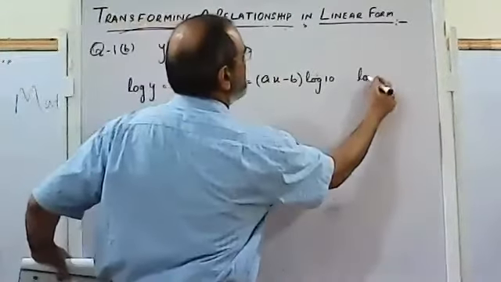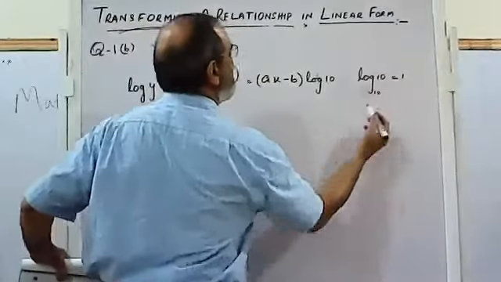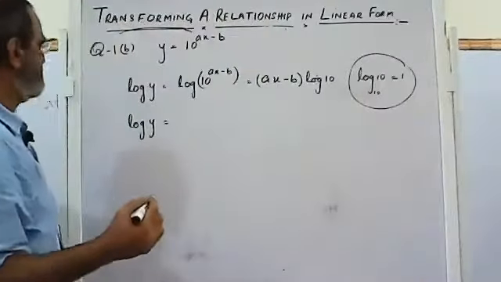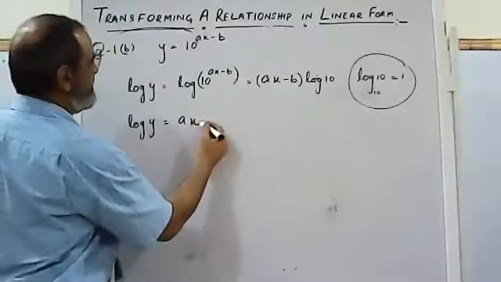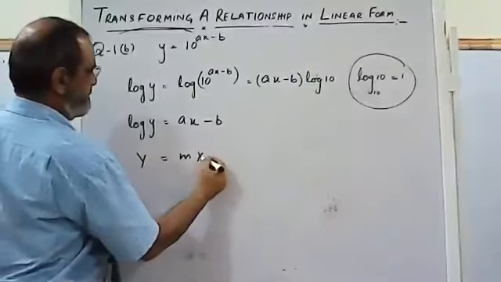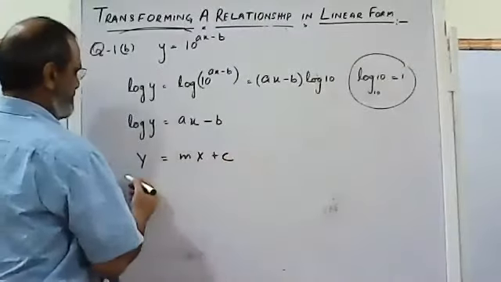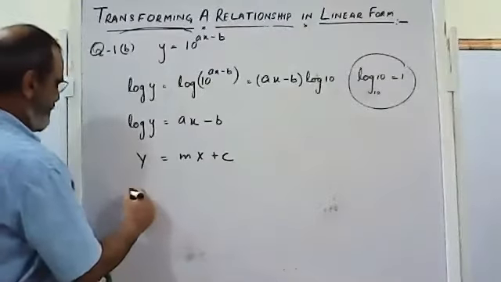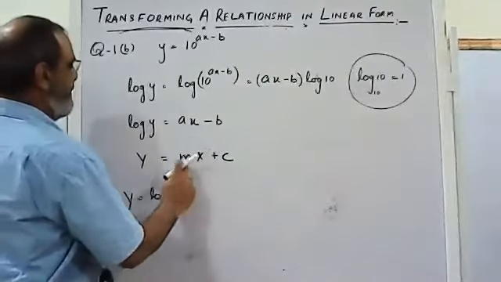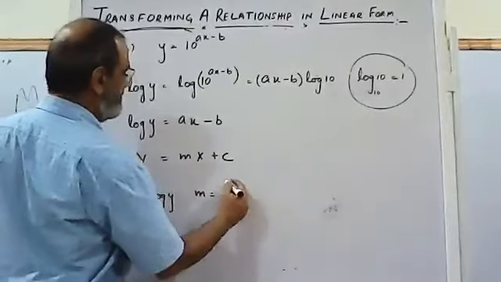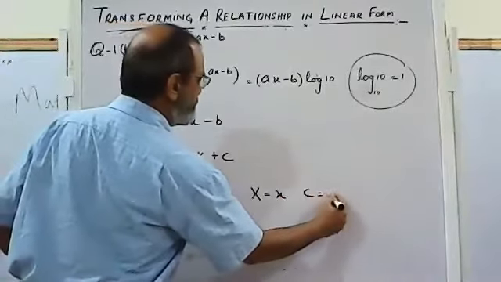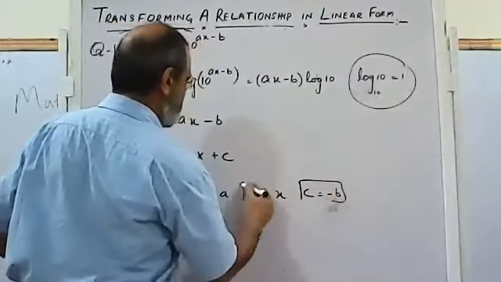We know log of 10 is 1, because log has the base 10. So I am left with ax minus b. If I compare with the equation, I can write the value of y: y is equal to log y, m is equal to a, x is equal to x, and c is equal to minus b. That's what is required in this question.